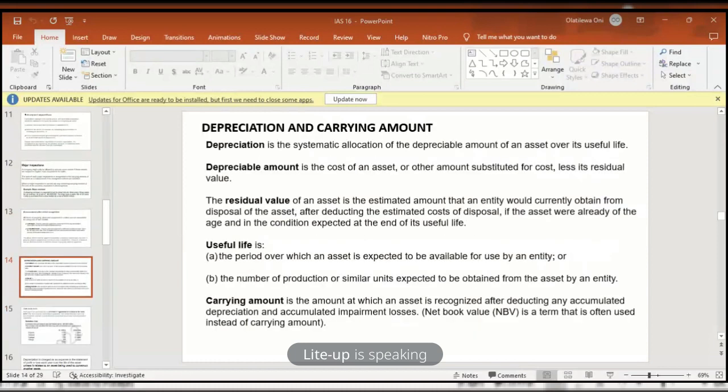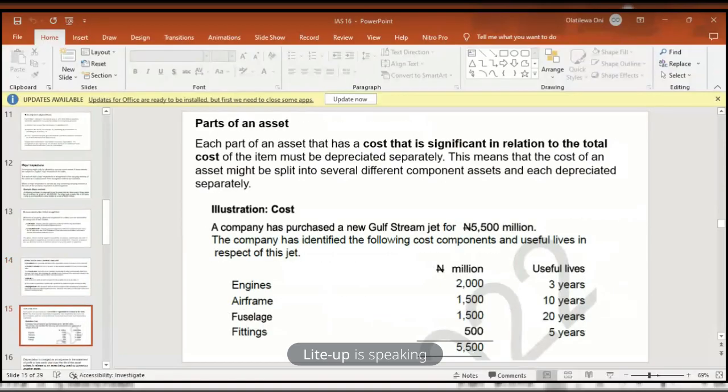So we talked about depreciation. You know what depreciation is, we mentioned it yesterday, and what we call the depreciable amount, the cost of an asset or other amount substituted for cost, less residual value. We talked about what the residual value is, what useful life is. And then I picked an example of parts of an asset. When an asset is in various parts, each of the parts has different useful lives, and the cost of each part is material to the value of the asset.